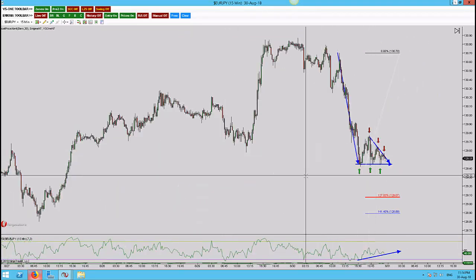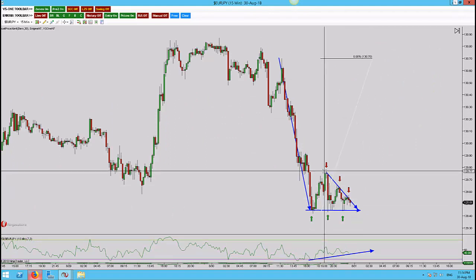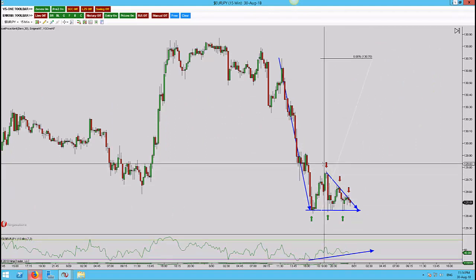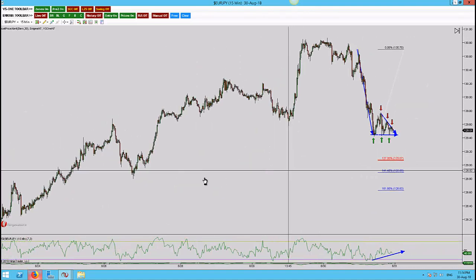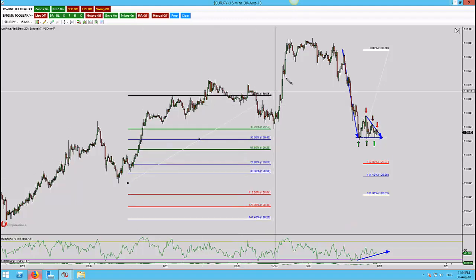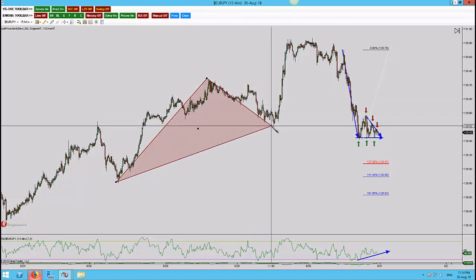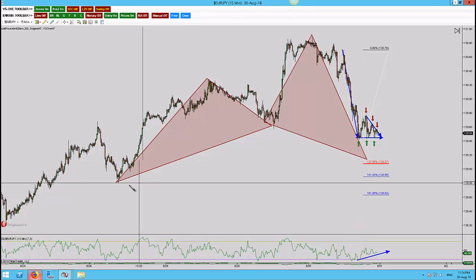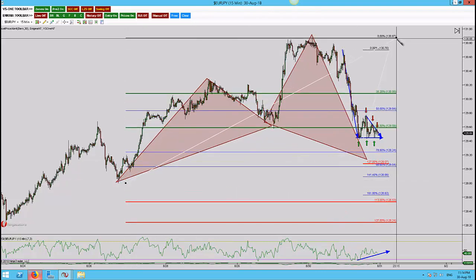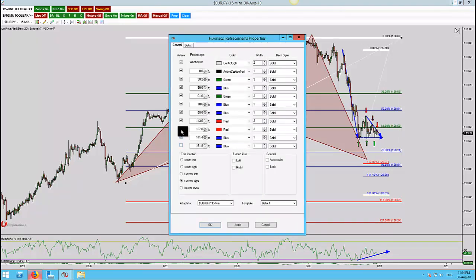So this is our entry. Our stops are going to be above this swing high, just 5 pips above it, so it's going to put us at 129.83. And our targets, well, one thing we want to be aware of is that we've put in a cipher pattern here, and the cipher pattern looks like this, and the completion is around there. Normally I would take profits at the completion of the cipher pattern.